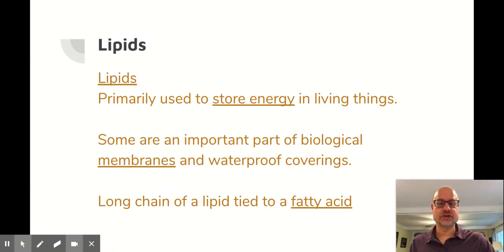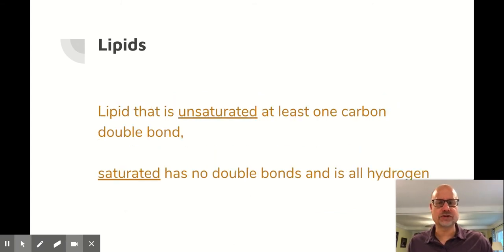Basically speaking, the structure of it is a long chain. You've got a fatty acid that is a long chain, and you've got a glycerol, which is kind of like a bar on the end of it connected to 3 fatty acids. And we'll see that a little bit more when we look at the structure of it.